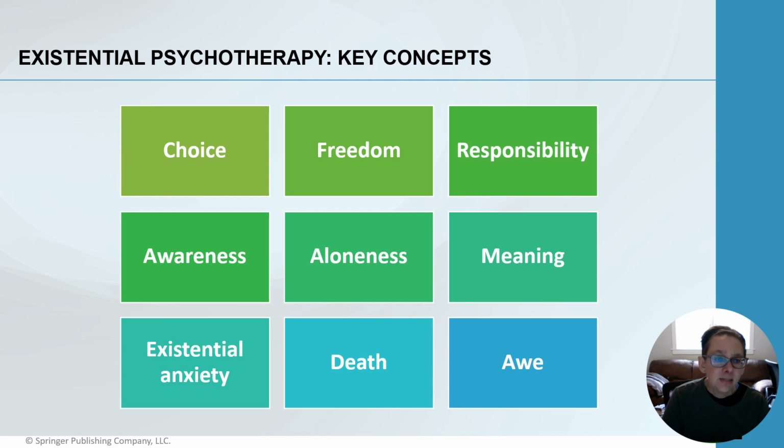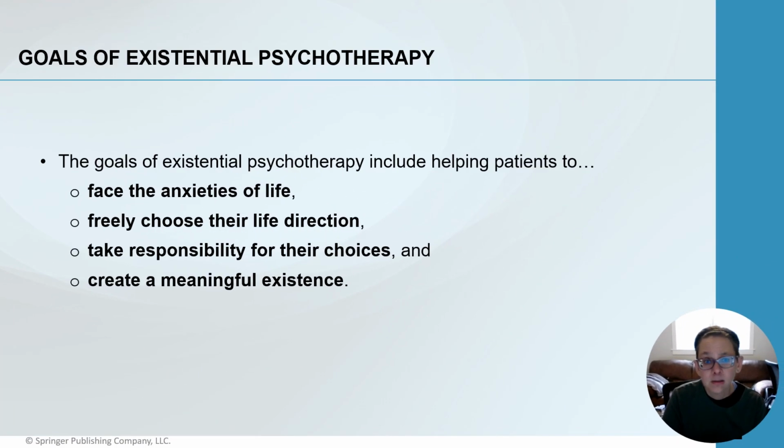So some key concepts are these: choice, freedom, responsibility, awareness, aloneness, meaning, some anxiety with it, some death and awe. So I like this type of therapy. I've used this type of therapy in terms of facing the anxieties of life. You know, freely choose their life direction. Where do I go now? I have to make a decision, especially if people really do not like their job and they want to be medicated to deal with their job.